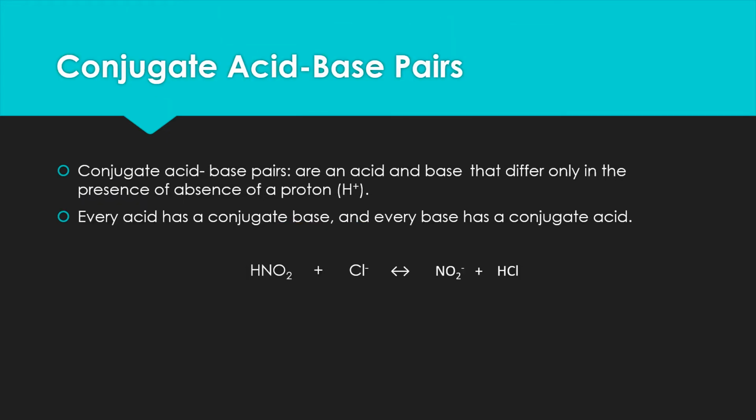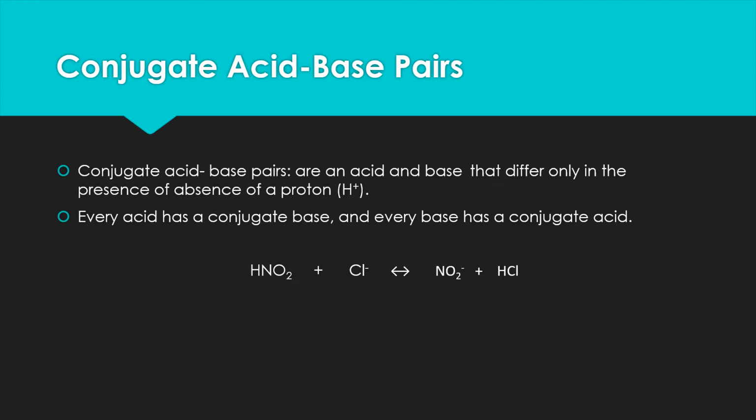So let's take a look at another conjugate acid-base pair. So like we were looking at on the last one. So I defined conjugate acid-base pair. It's an acid and a base that differ only by the presence or absence of a proton or hydrogen ion. Every acid has a conjugate base and every base has a conjugate acid. Okay, so let's label them just like we did on the last slide. If you want to pause and try this one on your own, it'd be a good idea, and then you can play and check them.